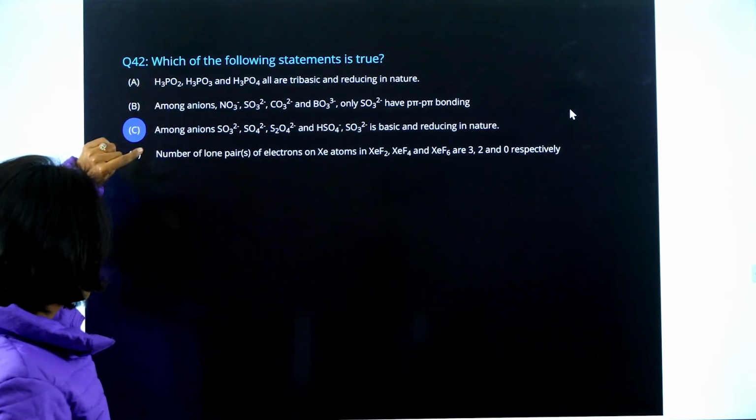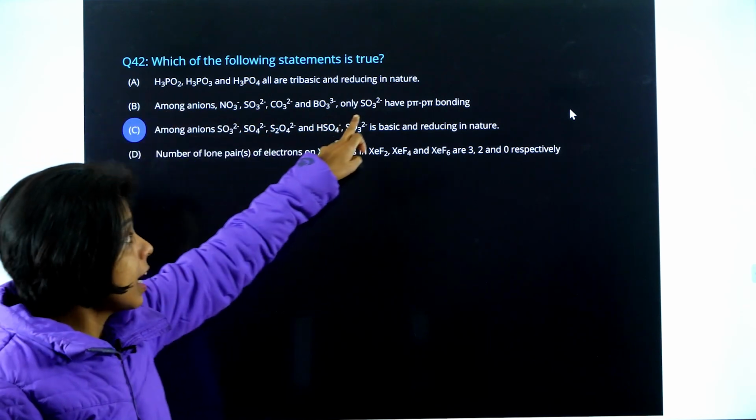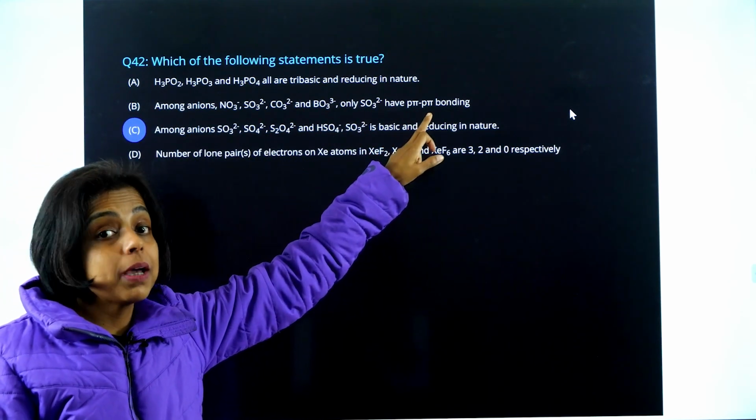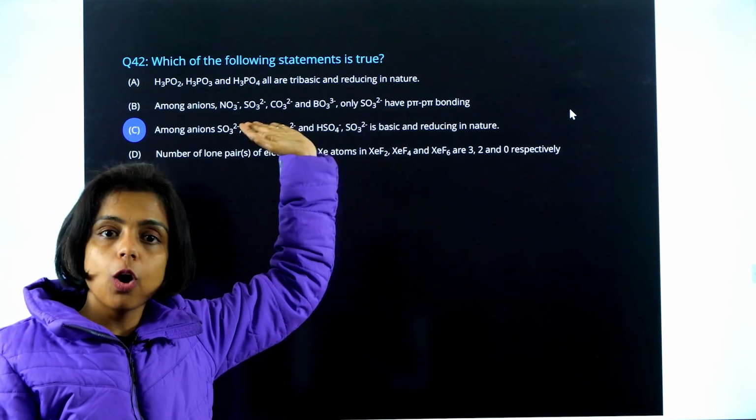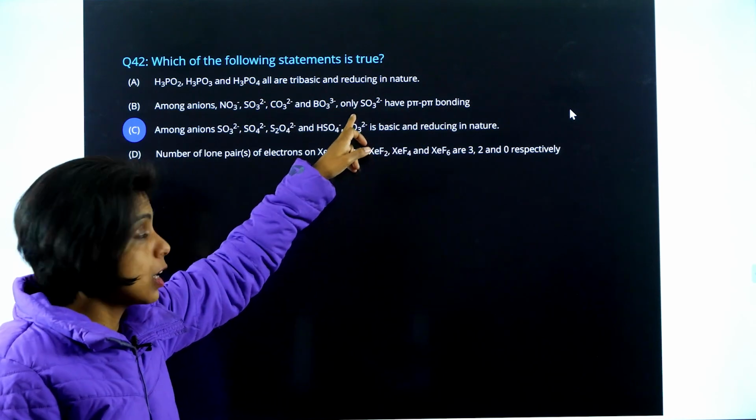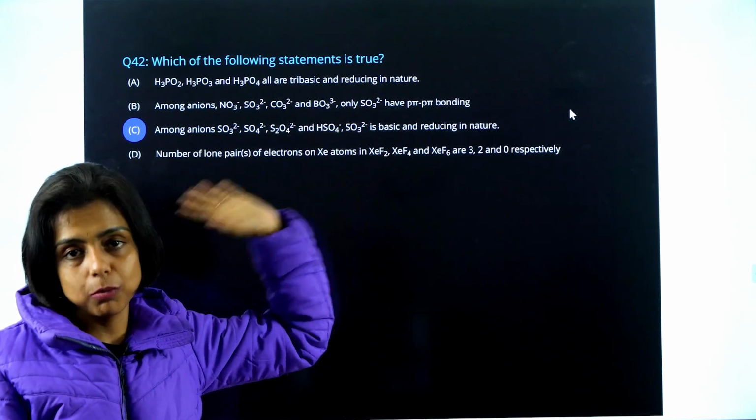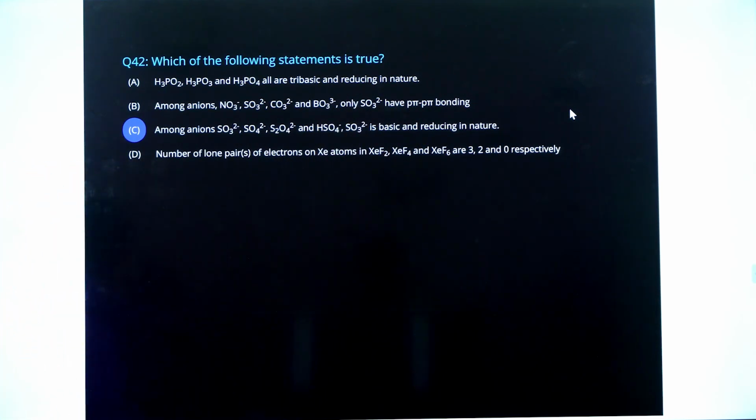1 is false. Second is false because SO3 2 negative has p-pi bonding. No, it will have, like, all will have p-pi bonding. Only SO3 2 negative will have p-pi d-pi bonding, right? Yes. Got it, guys? So the answer is all will have p-pi, but sulfide will also have p-pi, d-pi because of the presence of d orbitals. So C is the answer, which is the true statement out of all.